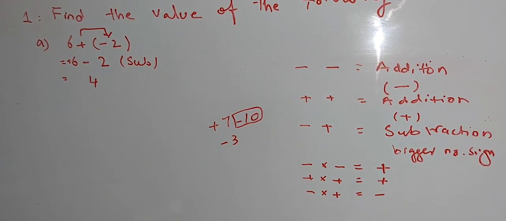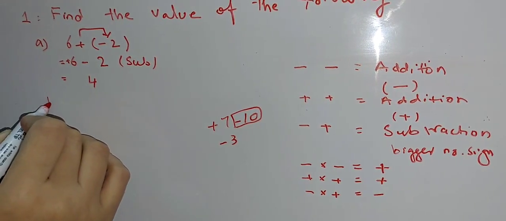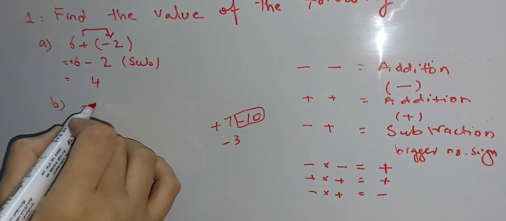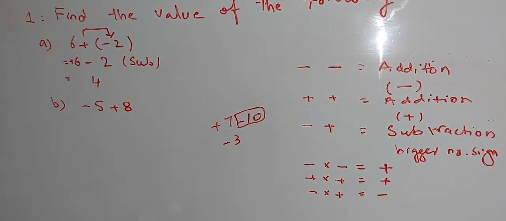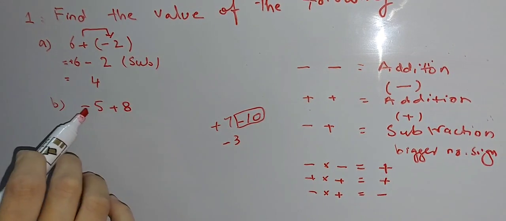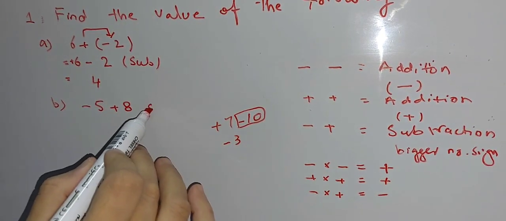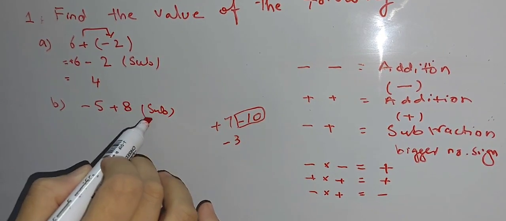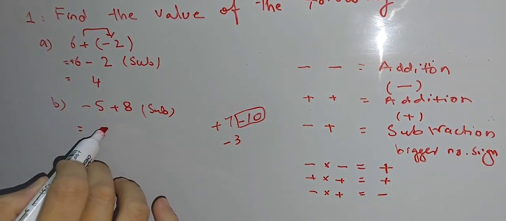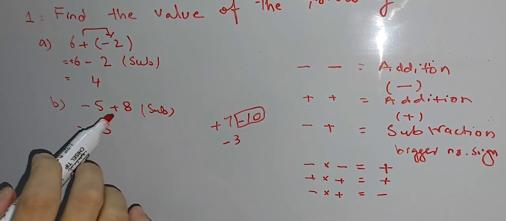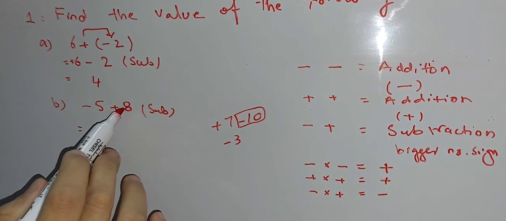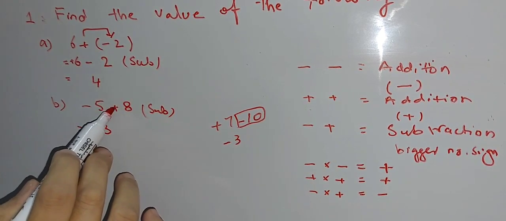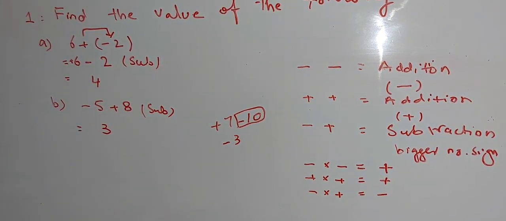Okay, now start part B. Part B is minus 5 and plus 8. Minus 5 and plus 8. So minus plus, what will we do? Subtraction. 8 minus 5 will be 3. Which sign does the bigger number carry? Minus 5 plus 8, 8 is bigger than 5, so plus, so the answer will be 3 only. We are not going to put minus sign with it.